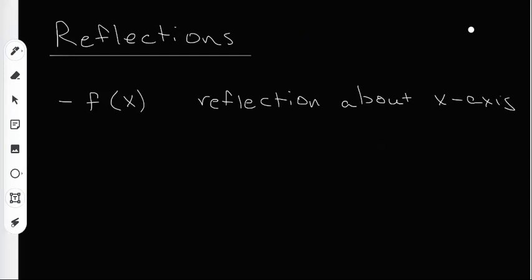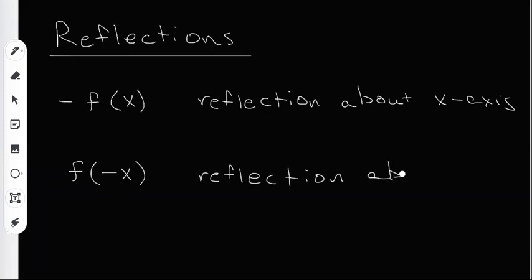So that means you're flipping something over the horizontal axis, also known as the x-axis. So you're basically just flipping it over. And then the other way you can reflect is if the negative is on the inside of the parentheses. So you could also have f of negative x. And what that means is you're reflecting about the y-axis. Reflection about the y-axis.